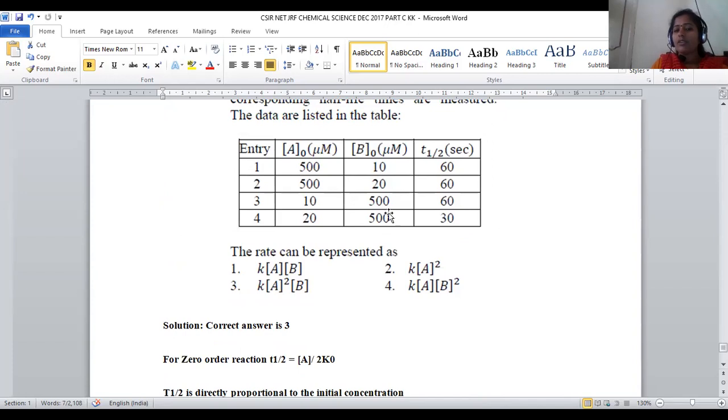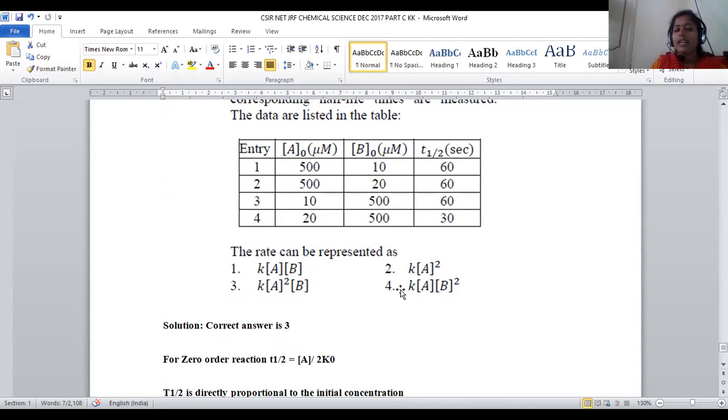Then let us go with concentration B. Concentration B from 500 to 500, no change in the concentration. Here T half is changed. So there is no relation for this one. So with respect to A, it is a second order. With respect to B, it is a first order.